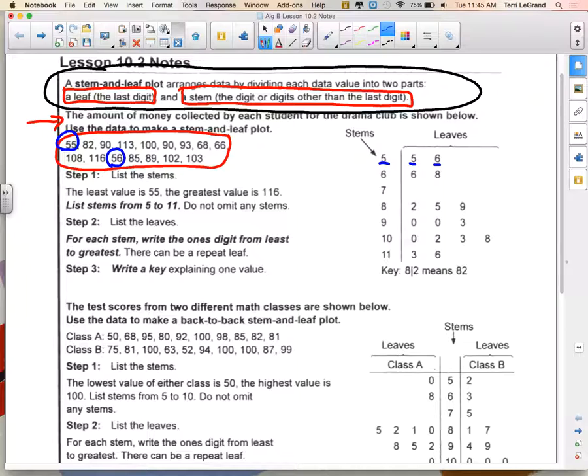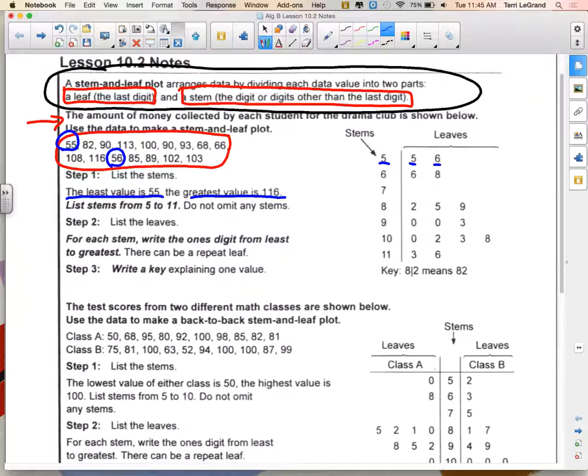Okay? Well, then we move on to the $60, and by the way, once you decide where to start, you always start at the least value, which is why they said the least value is 55. You always want to decide what's the smallest value, because then I can know where to start with my stems. I don't need the 40s, the 30s, or the 20s, why waste all that space? I can start with my stem being a 5, and the largest value is 116, so I can end with the stem of what?